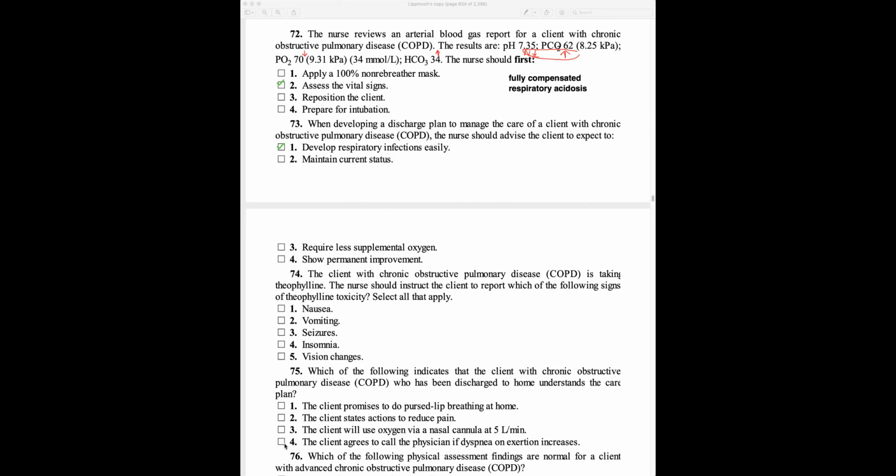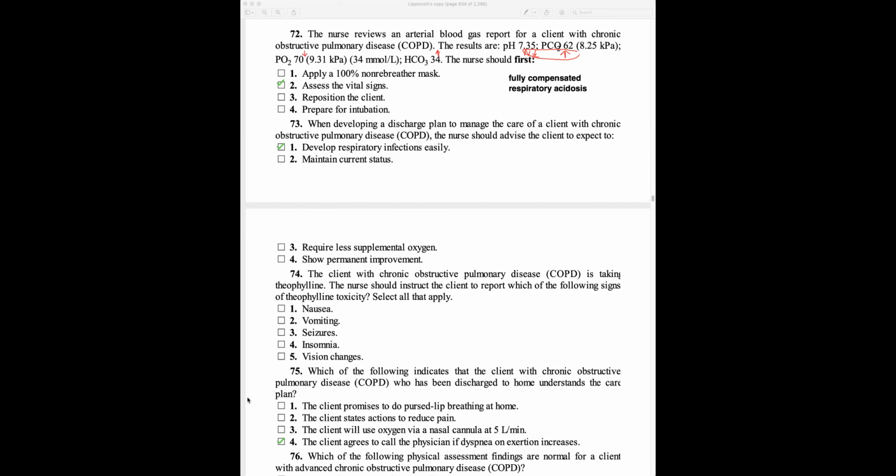Very good. The correct answer for 75 is choice 4. So which of the following indicates that the client with COPD who has been discharged to home understands the care plan? So the client promises to do pursed lip breathing at home. The client states actions to reduce pain. COPD really doesn't have anything to do with pain, really, or pain management issues.